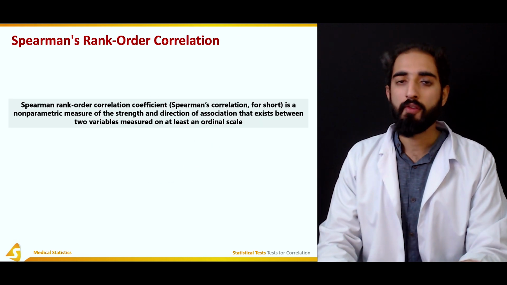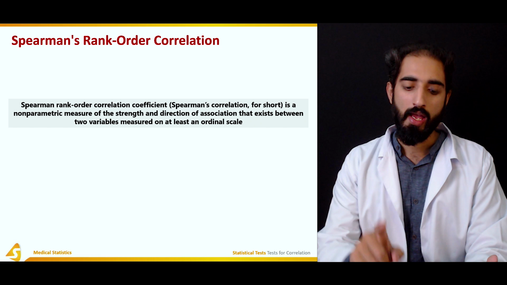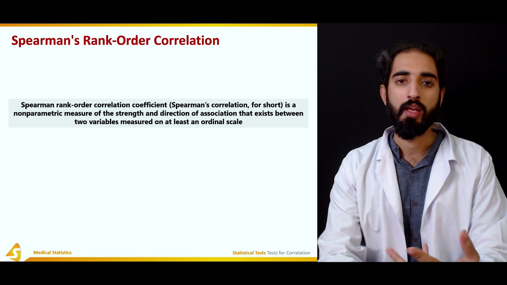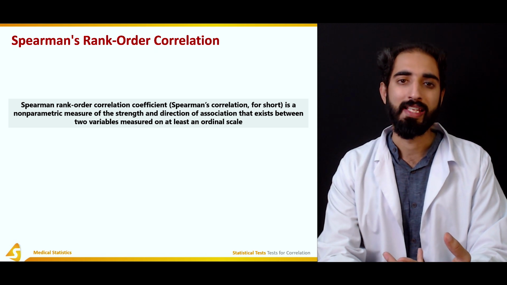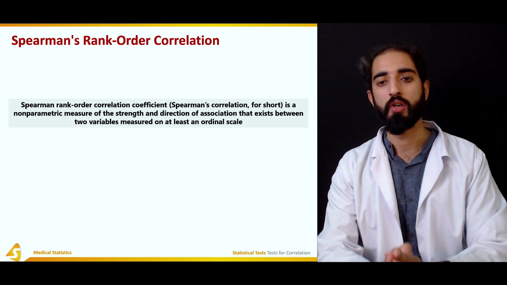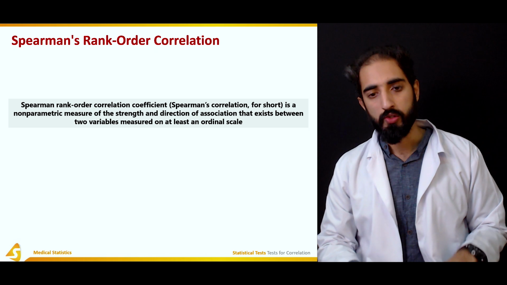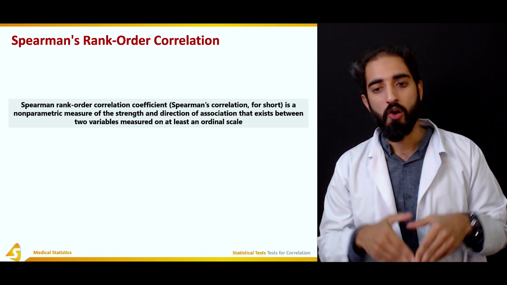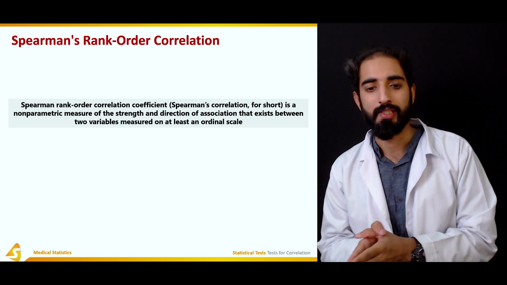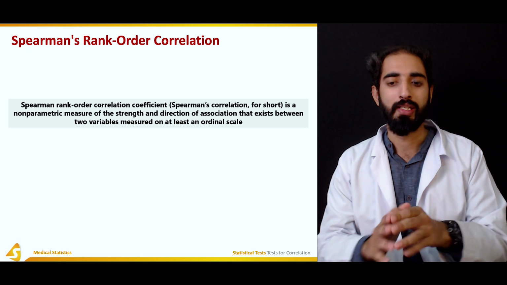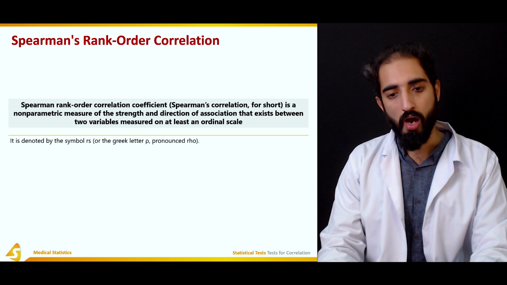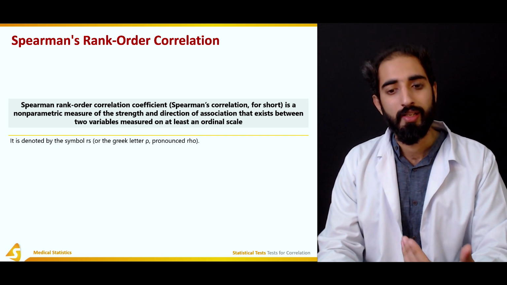Now moving on, if we have non-parametric data, and if the relationship between the data is not linear, and if the data does not fulfill the assumptions for Pearson correlation, then you can go for Spearman's rank order correlation, or just Spearman's correlation. So Spearman's rank order correlation coefficient, or Spearman's correlation for short, is a non-parametric measure of the strength and direction of association that exists between two variables made on at least an ordinal scale. It is denoted by a simple RS, or the Greek letter rho.